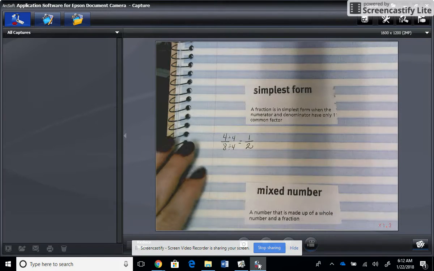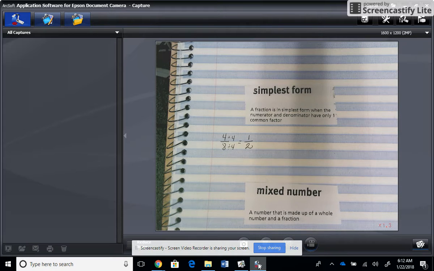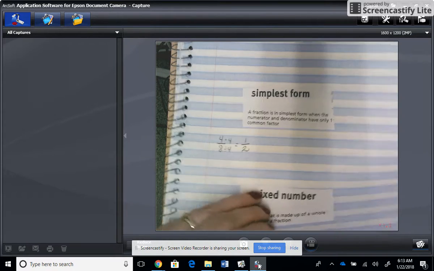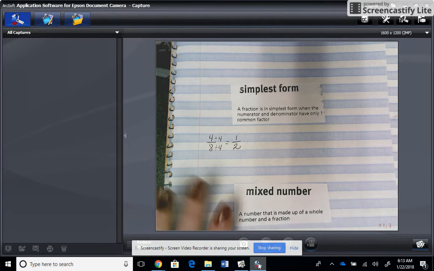Okay, those are all you're going to have right now, but you are going to have examples. If it was me, I might glue a mixed number on the other side of the page. Okay, let's get started with the extras.